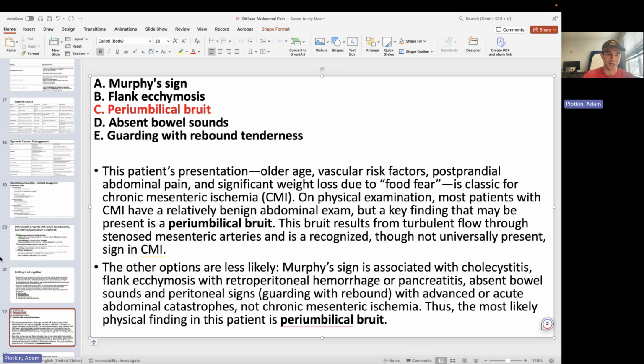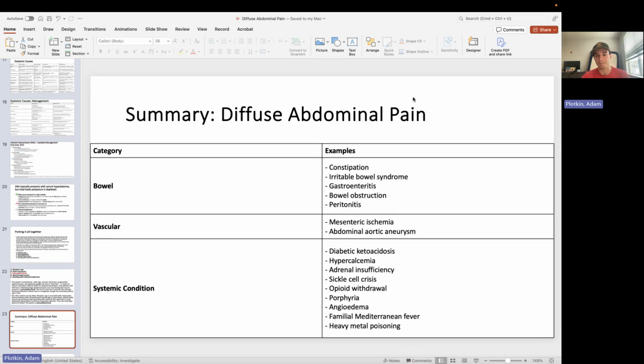So again, chronic mesenteric ischemia, just on this last one, our framework one more time. So when we think about diffuse abdominal pain, I break it into bowel, vascular, and systemic. When I think about bowel, I think about constipation, gastroenteritis, IBS, bowel obstruction, and peritonitis. When I think about vascular, I think about my mesenteric ischemias and my AAA. When I think about systemic, I think about DKA, adrenal insufficiency, hypercalcemia, sickle cell, opioid withdrawal, porphyria, angioedema, FMF, and heavy metal poisoning.